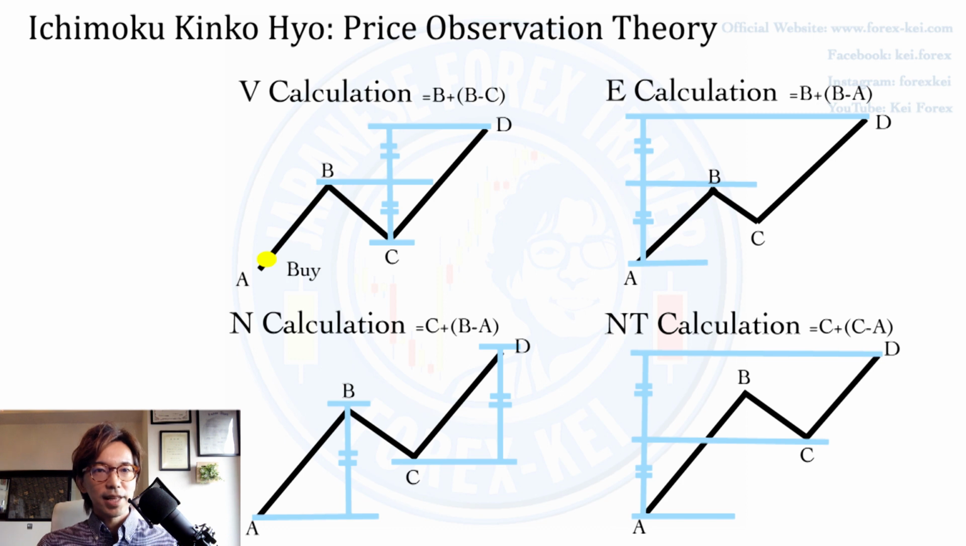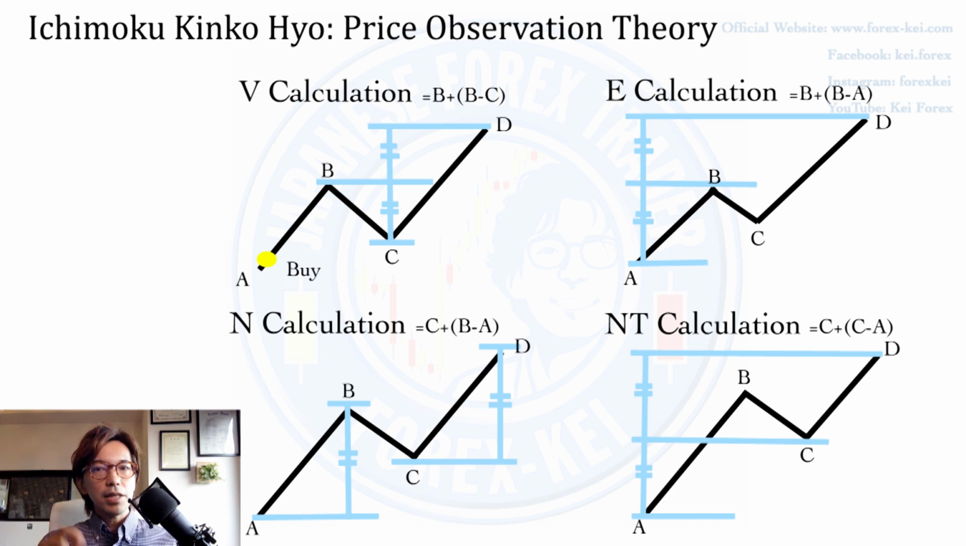So here we go. Let's look at V calculation first. The idea is very simple. Basically, you take the pips from B to C and you add it to the price of point B. So it's going to be twice the higher level from point C.